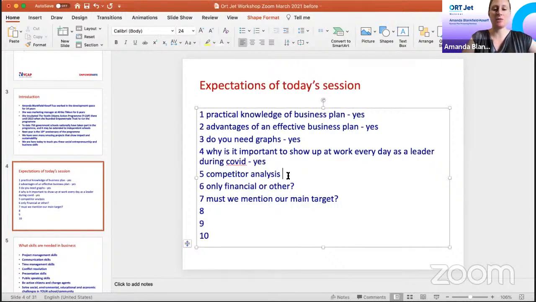Competitor analysis. Did we go into why we would want to do a competitor analysis? Yeah, we did. Is it only financial or other? I think we answered that one. Yes. And must we mention our main target? Well, yeah. How are we going to run anything without knowing who our target market is? I think we made that quite clear. Okay, so we've managed to meet all the expectations, but remember, this was a crash course, a 1.5 hour session.